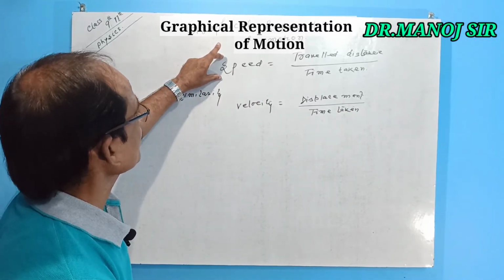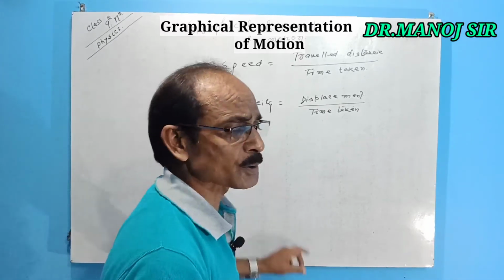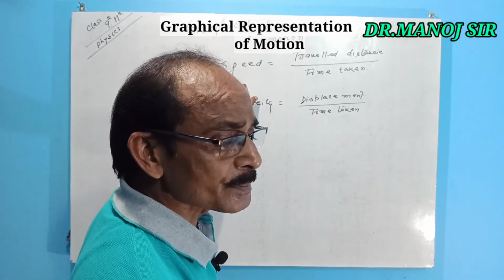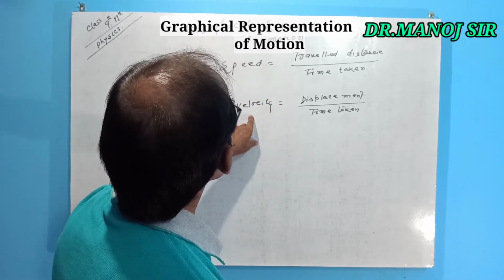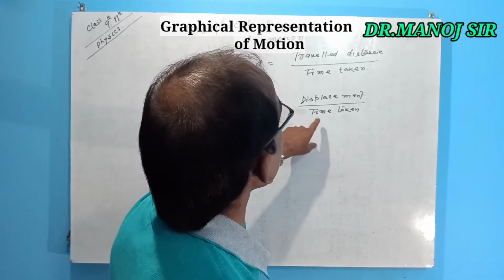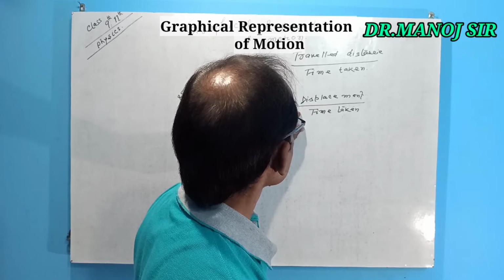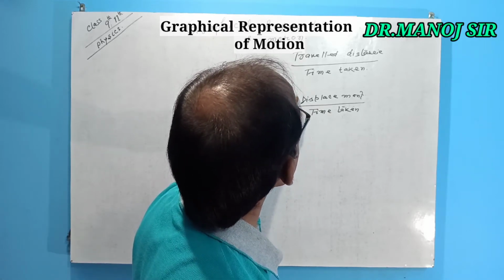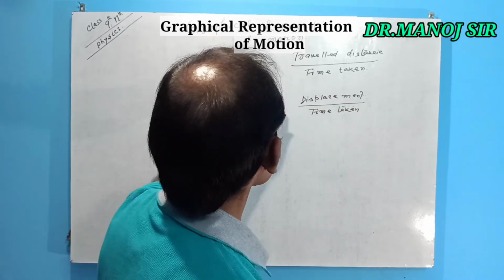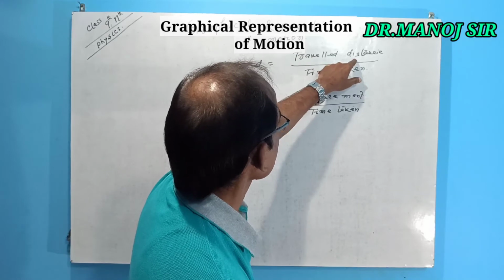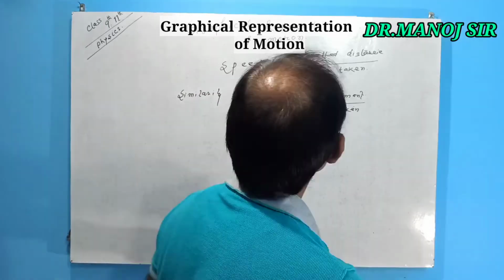Speed is a scalar and velocity is a vector physical quantity, where speed is non-directional and velocity is directional. Velocity has the distance in a direction from a reference point, and speed is the distance from a reference point without any direction.